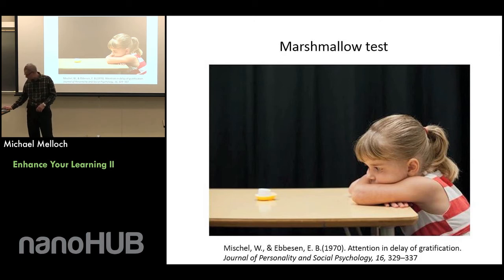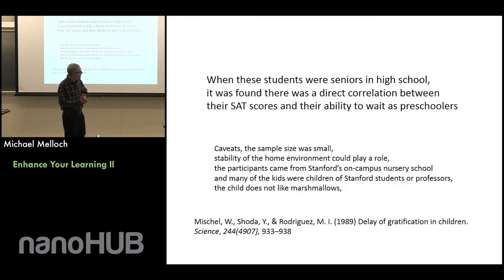Well, when these children were seniors, they thought about following up and seeing how they were doing. And what they found was there was a direct correlation with how well they did in high school and how long they could wait for that second marshmallow. And then there was another follow-up study. The first follow-up study was in '89, and then in 2011, they looked at those children again and saw that the longer they could wait, the much more successful careers they had had.